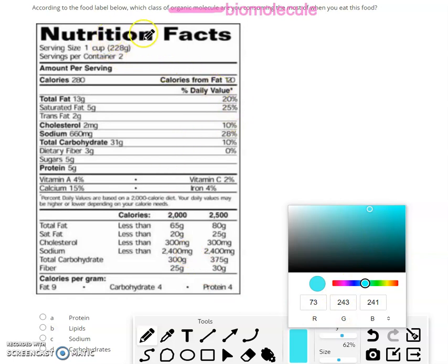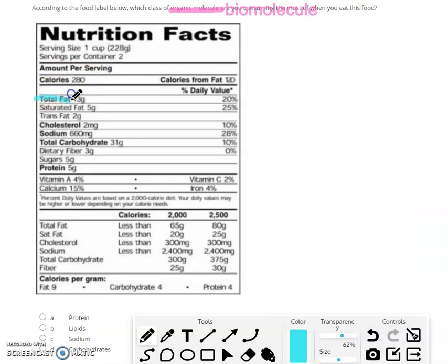Okay, so starting up here at the top, it tells us serving size, it gives us calories. None of those are our biomolecules that we've talked about. As we move down though, we get to fat. It's got 3 different fats listed right here. We should definitely remember by this point that another name for a fat is a lipid, and that's one of our biomolecules, so that's something that we're looking for.